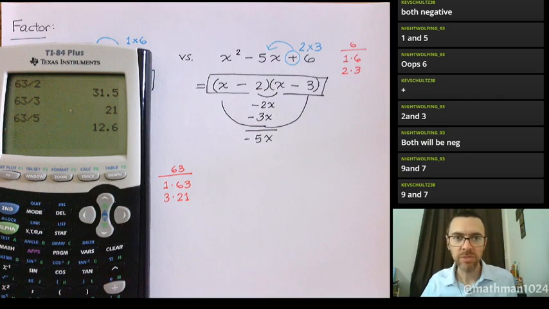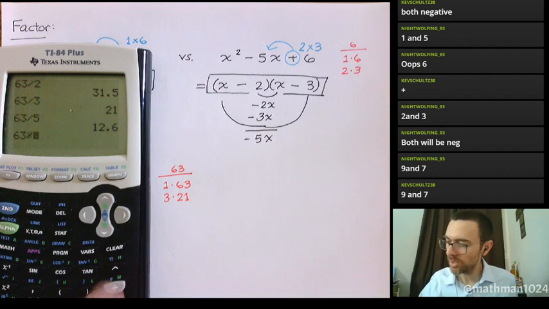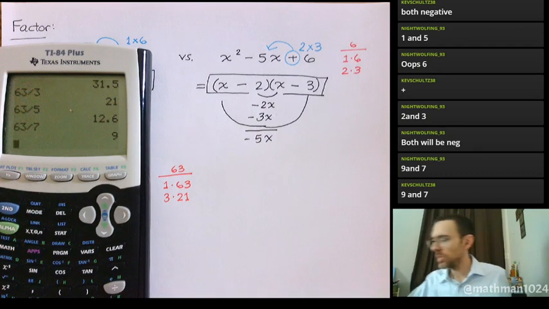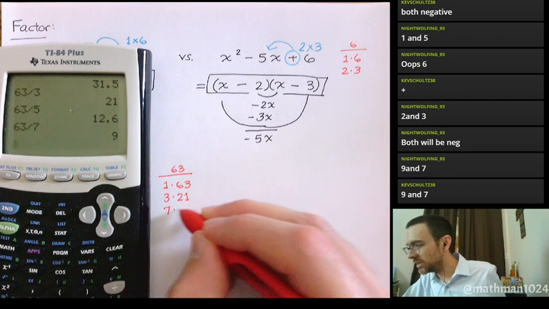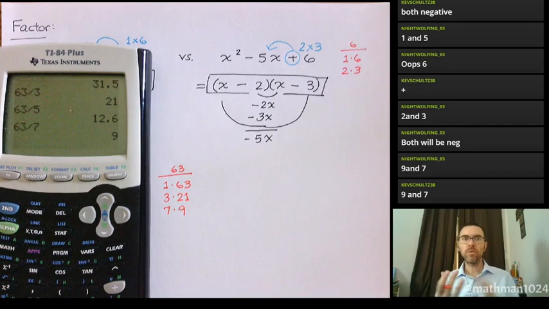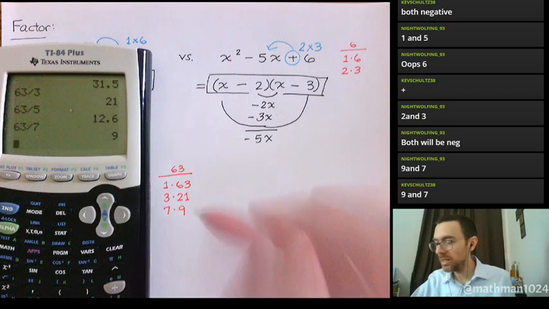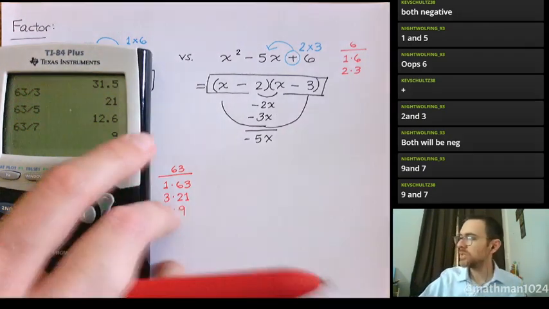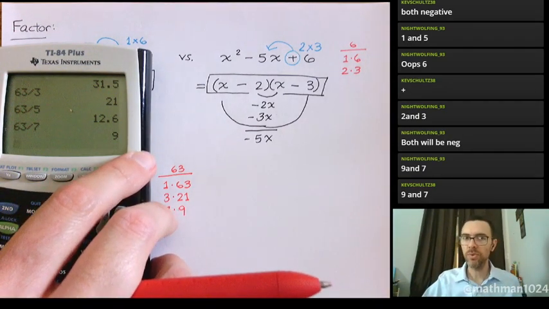Can I divide by 6? No, because it's an even number, and we already discussed that. 63 divided by 7. And there you go. You get 7 and 9. I don't have to worry about 8 because I already told you why not. And then we get to 9, and that guy's already spoken for. So these are the only factor pairs that we have for 63.